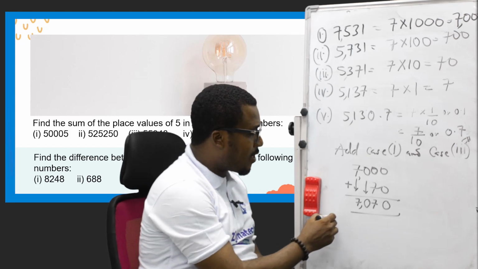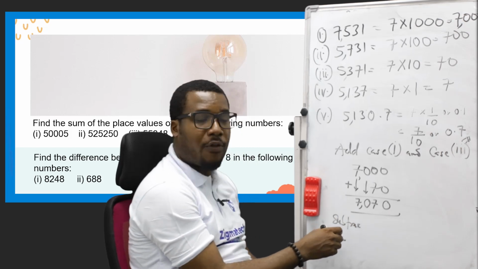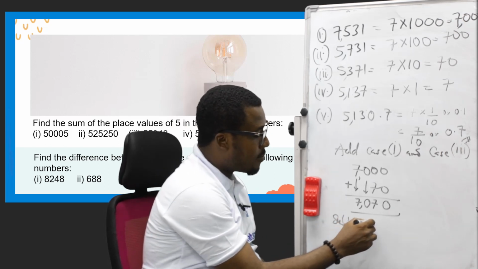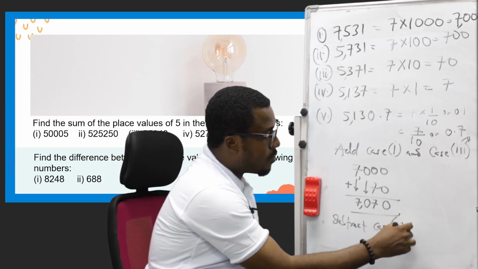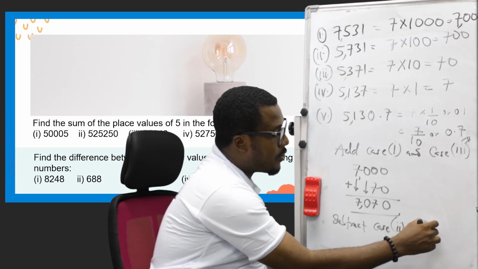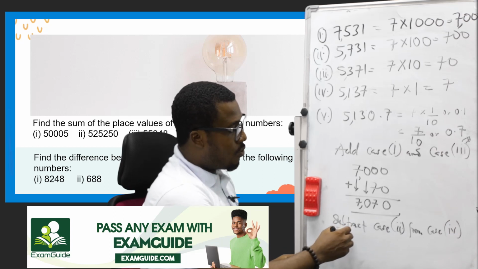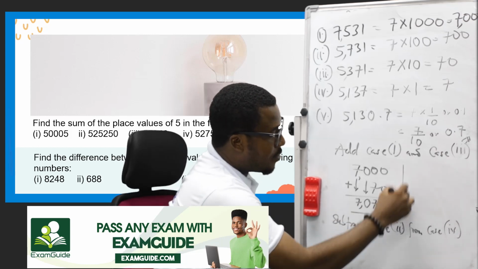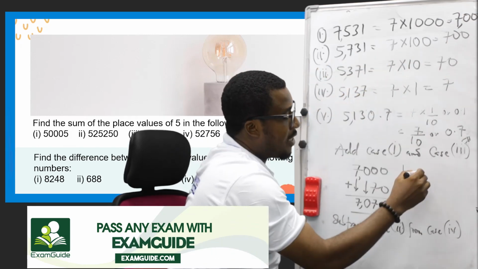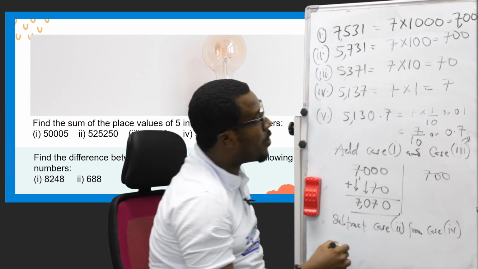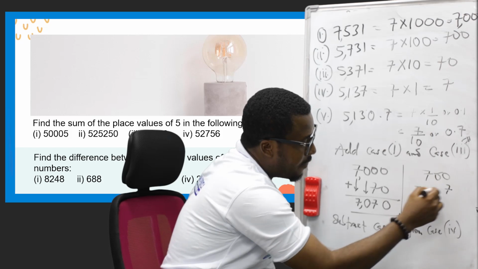In this case, difference means subtract case study 2 from case study 4. Subtract case 2 from case 4. Simple. I'll do it over here. You come here, you check where case study falls. Case study 2 falls under 700, or it is 700, and case study 4 is 7. So I put my minus and I put my 7 over here.